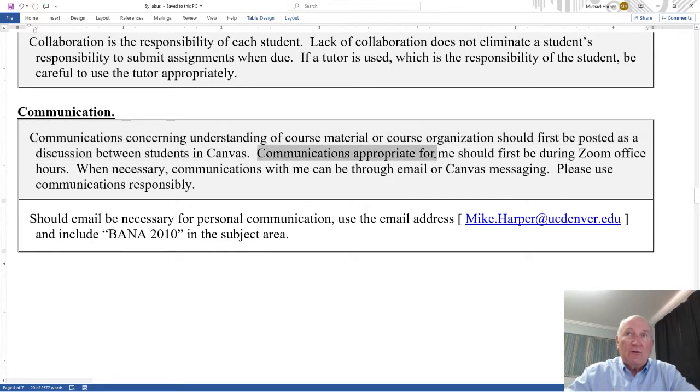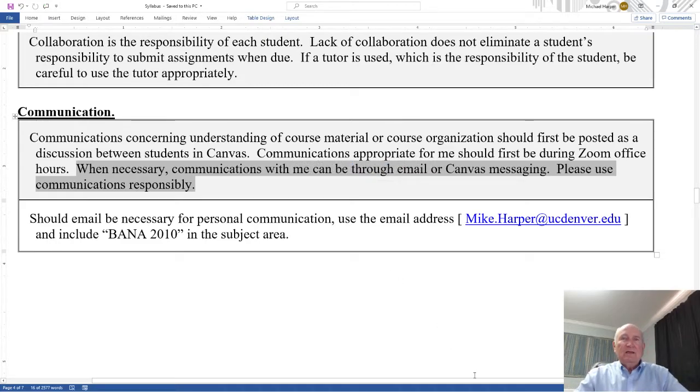Communication appropriate for me, like if you need to ask me a question, should first be during the Zoom office hours. But when necessary, for whatever reason, communication with me can be through email or Canvas messaging. Please use communications responsibly. In other words, Zoom office hours is much more efficient because I'm there, you're there, you can ask questions, go back and forth. We can share our screens. We can answer those questions very efficiently and effectively.